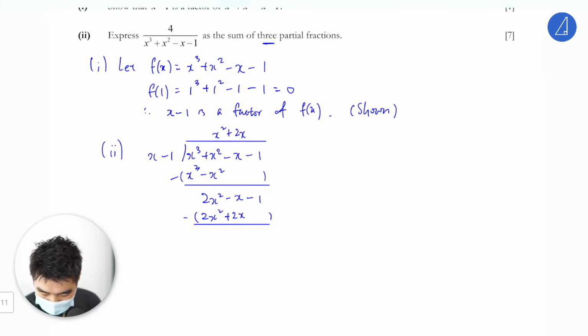Sorry, this should be positive 2x to get a positive 2x squared. So this should be a negative. Yeah, there we go. All right, so this is now a positive x minus 1. So plus 1 and x minus 1 gives you a remainder of 0.